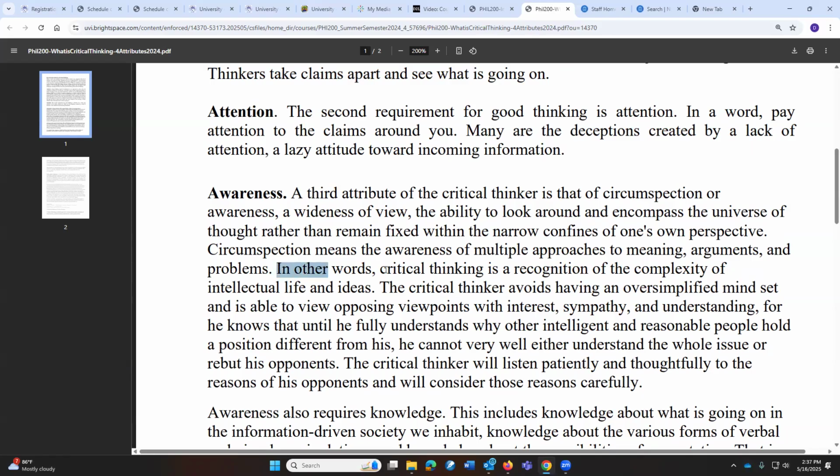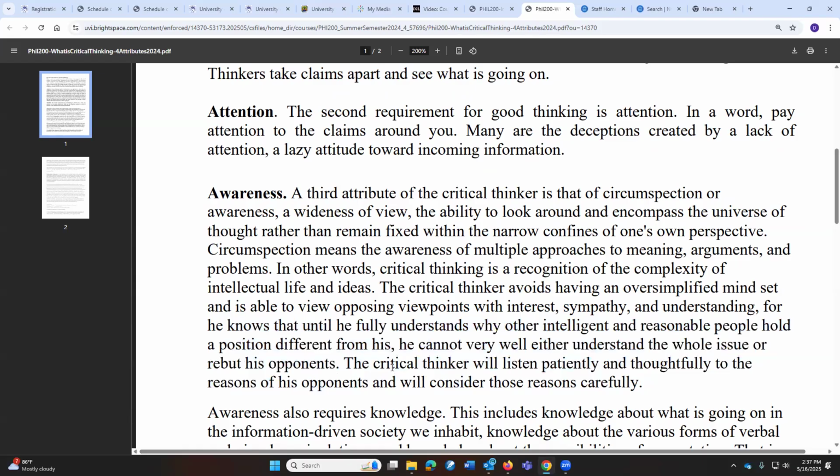Why would we do this? Because critical thinking is a recognition of the complexity of intellectual life and ideas. Nothing is ever simple. Nothing is ever what it seems like it is from the surface. Critical thinkers avoid having an oversimplified mindset, and they're able to view opposing viewpoints with interest, sympathy, and understanding. Because the critical thinker knows that until they can fully understand why other intelligent and reasonable people have a different point of view, they can't very well either understand the whole issue or rebut their opponents.